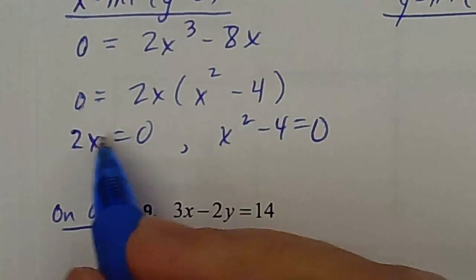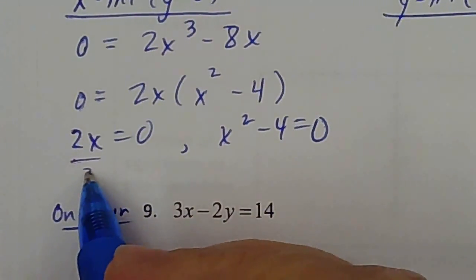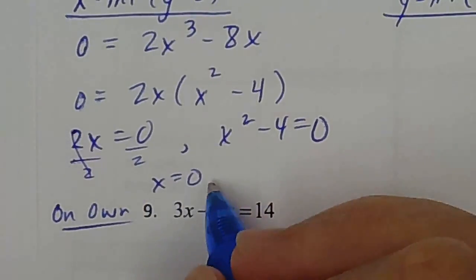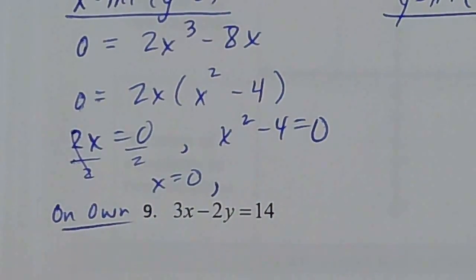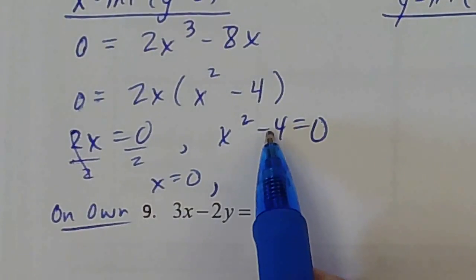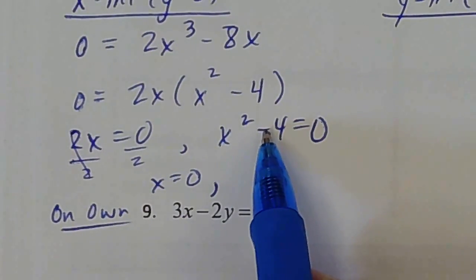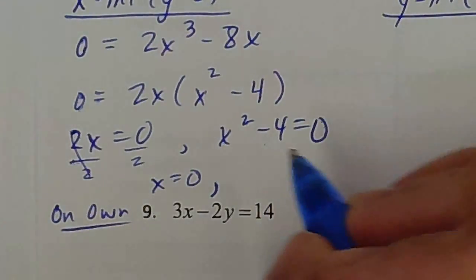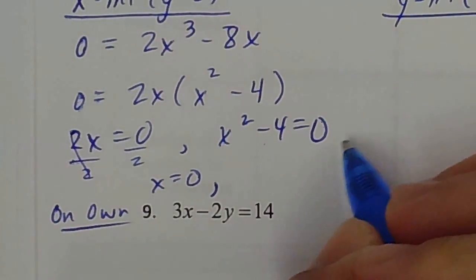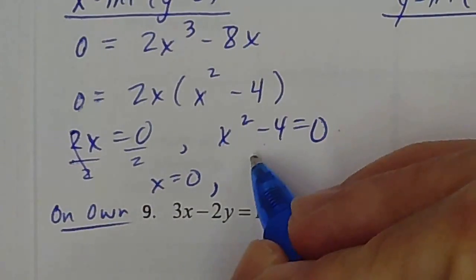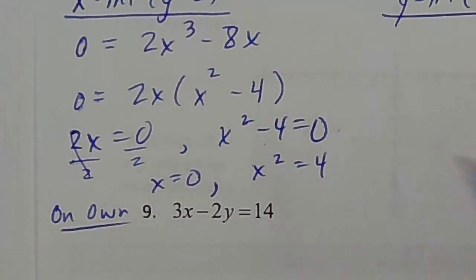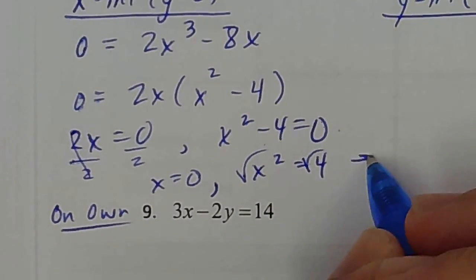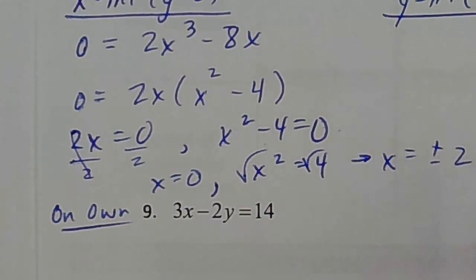Now this first one is linear, so this should be simple. We're going to divide by 2, undo that times 2, and we get x equals 0. This one you have options. We could use the square root method, or we could use the difference of two squares if you saw the factoring on that. You're probably not quite ready for the difference of two squares. So here we'd add 4 to both sides. So x squared equals positive 4, and then we take the square root of both sides to get x equals plus or minus 2.